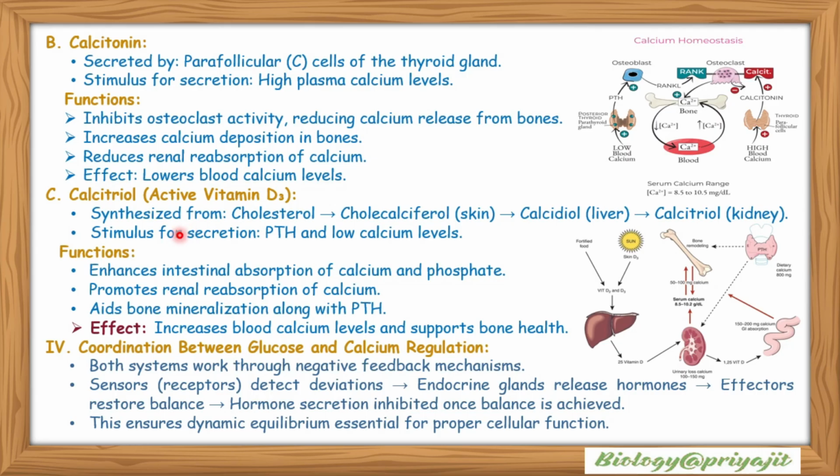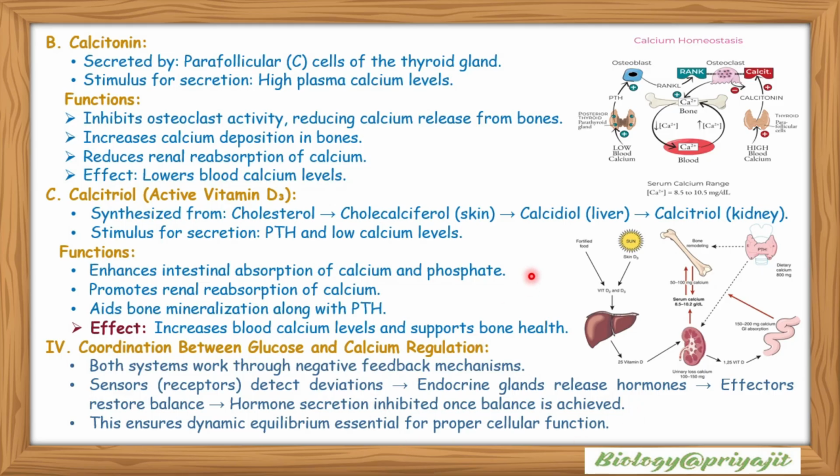So calcitriol is synthesized from cholesterol, which forms cholecalciferol within the skin, then in the liver it forms calcidiol, and in the kidney it forms calcitriol. So the stimulus for secretion is PTH and low calcium level. The functions include: it enhances intestinal absorption of calcium and phosphate, it promotes renal reabsorption of calcium and aids bone mineralization along with PTH. Effect: it increases blood calcium level and supports bone health.